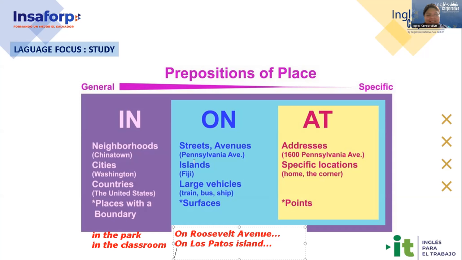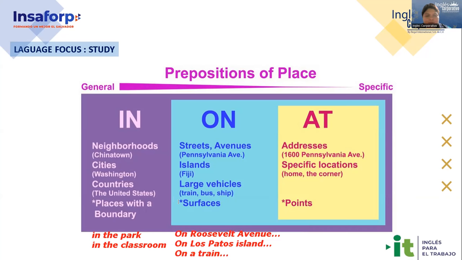Large vehicles. También lo utilizamos con vehículos grandes. Por ejemplo, donde usted puede movilizarse dentro de ese vehículo. For example, we have a train, we have a bus, a ship. On a train, on a ship, on a bus, right?